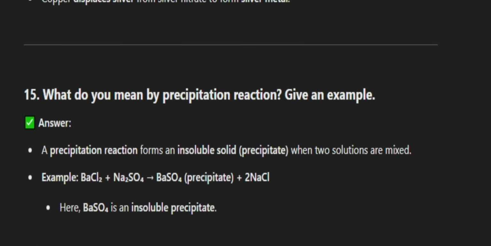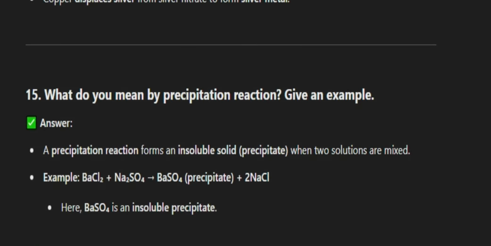15. What do you mean by precipitation reaction? Give an example. Answer: A precipitation reaction forms an insoluble solid precipitate when two solutions are mixed. Example, BaCl2 plus Na2SO4 to BaSO4 precipitate plus 2NaCl. Here, BaSO4 is an insoluble precipitate.